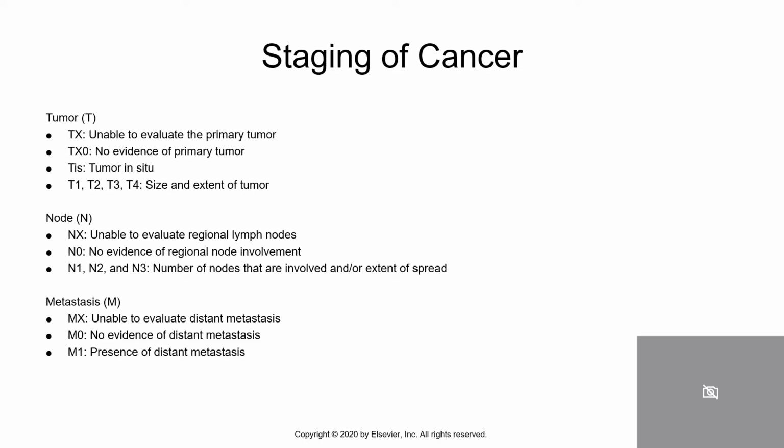NX for node, unable to evaluate. So anything that has an X is unable to evaluate. T0 is no evidence for the tumor in the first one, and then the node in the second one is N0. So N0, no evidence of regional node involvement. N1 through 3 are the number of the lymph nodes that are involved, or how extensive the spread is. And then the metastasis, X, again, unable to evaluate. 0 is no evidence, and then 1 is presence of distant metastasis.